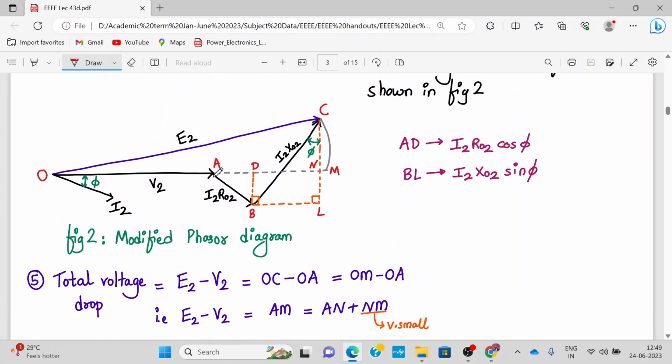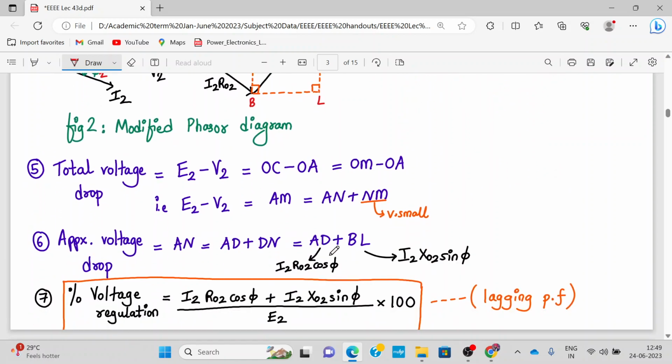Now what is AD? If you see this small triangle, this is I2 RO2. So AD will be the X component, which will be I2 RO2 cos phi 2. This is phi 2, and this is also phi 2. So the AD line will be I2 RO2 cos phi 2, and BL. You can see this triangle over here, I2 XO2, BL and CL. So the component over here is I2 XO2 sin phi 2. So BL is I2 XO2 sin phi 2. Now these things we add over here.